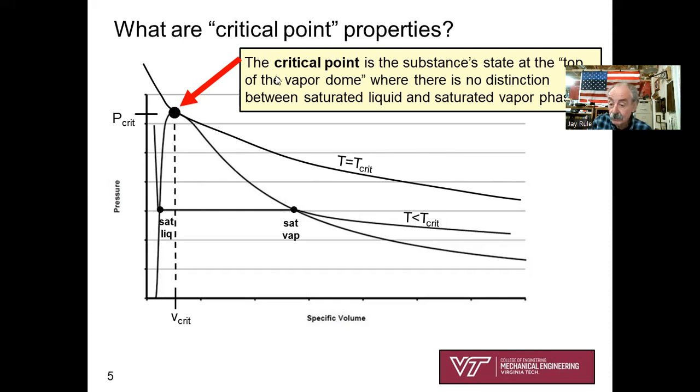Okay. The critical point has got three properties associated with it, depending on the substance. The critical pressure, I'll call it P crit. The critical temperature. Here's a line of constant temperature that passes through the critical point. So we label that isotherm, T equals T crit. And then finally, the specific volume at the critical point, V crit. Okay, I think you got a good handle on that.